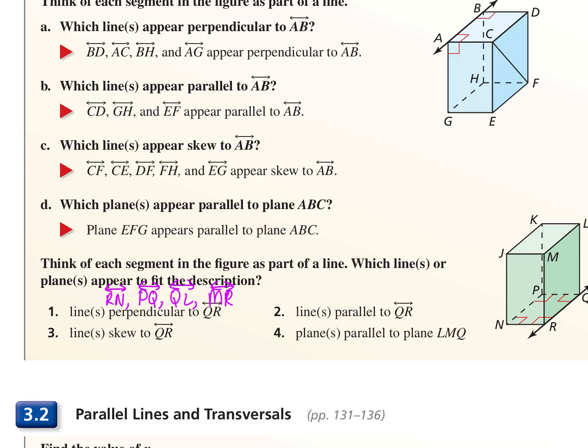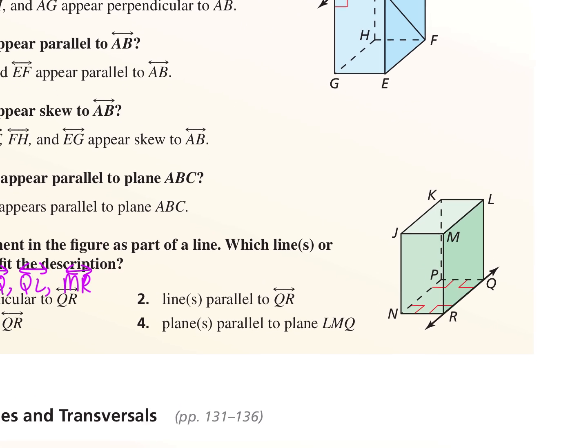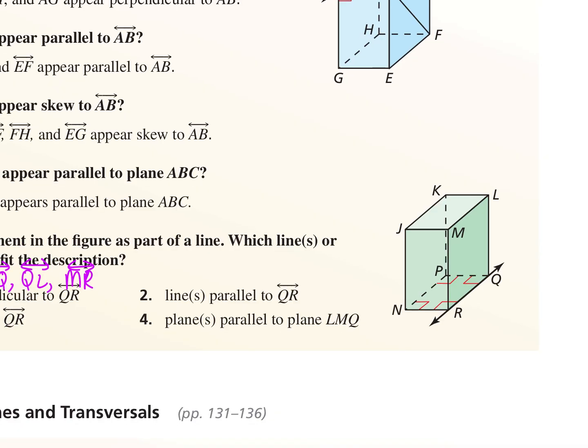All right, number 2. It says lines parallel to QR. For this one, there are 3 lines parallel to QR. So we have NL or ML. We should have JK and NP or PN. You could flip them, that's fine.